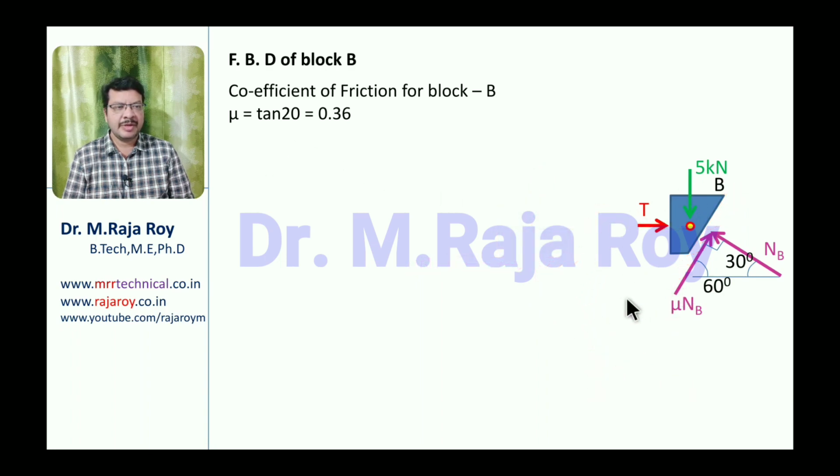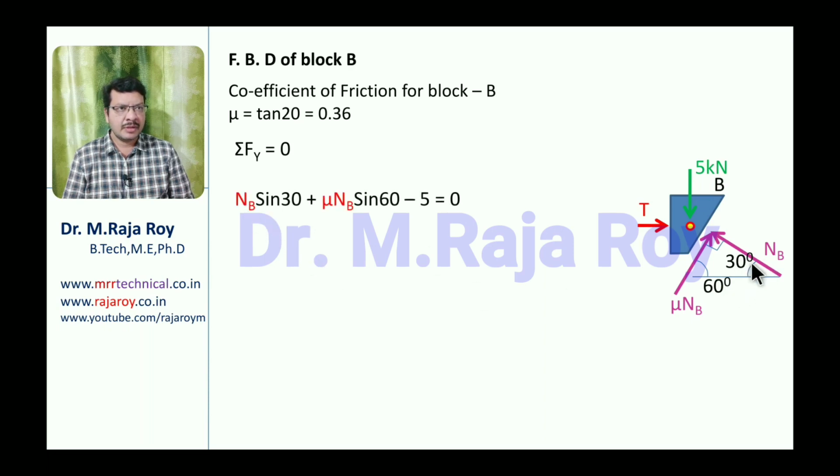Now apply the equilibrium equations. Take sigma Fy equal to 0. Then this 5 kilonewton force is acting in the downward direction, that is negative. NB is making 30 degrees, which means its y component is NB sin 30, in the upward direction, that is positive. Mu NB sin 60 is again in the upward direction, that is positive. This is negative, like this.